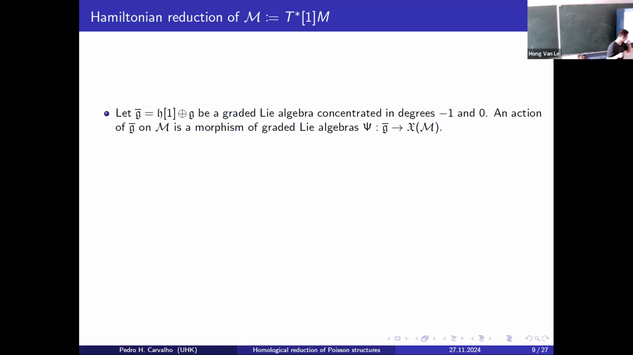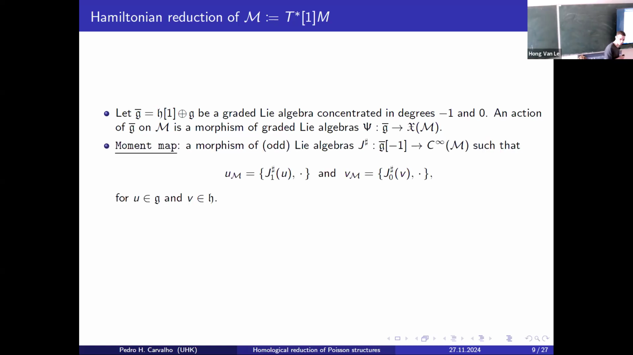So you can call them vector fields on this graded manifold. So derivations of this thing. It looks complicated, but maybe it's not complicated, it's just strange. But the point is that I want to define the notion of moment map, and it makes it much more geometric once you have the idea of what a moment map is. So a moment map is a morphism. I'm calling them odd algebras here because I shifted the algebra there. But what's a moment map?